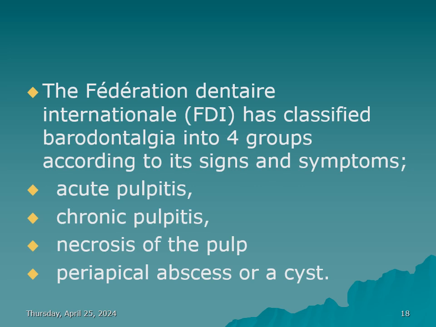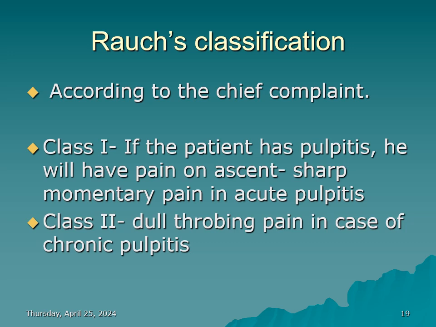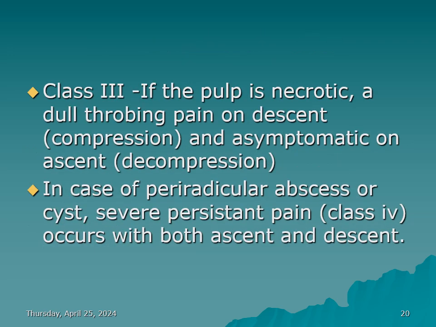Classification. The FDA has classified barodontalgia into four groups according to its signs and symptoms: acute pulpitis, chronic pulpitis, necrosis of the pulp, and periapical abscess or a cyst. The Rogers classification is based on symptoms, where class 1 is for patients with pulpitis, severe pain on ascent, sharp penetrating pain of acute pulpitis. Class 2, dull throbbing pain, case of chronic pulpitis. Class 3, if the pulp is necrotic, a dull throbbing pain on descent and asymptomatic on ascent. In case of periradicular abscess or cyst, severe persistent pain occurs with both ascent and descent.